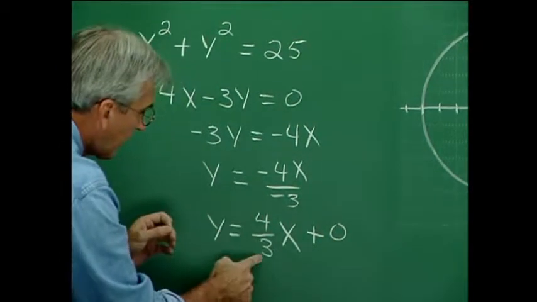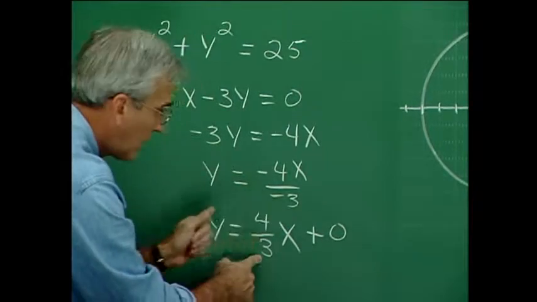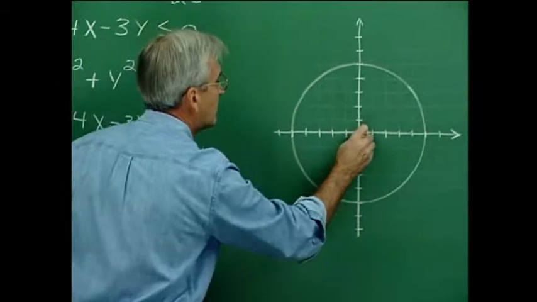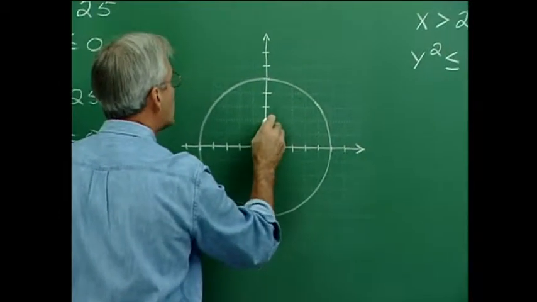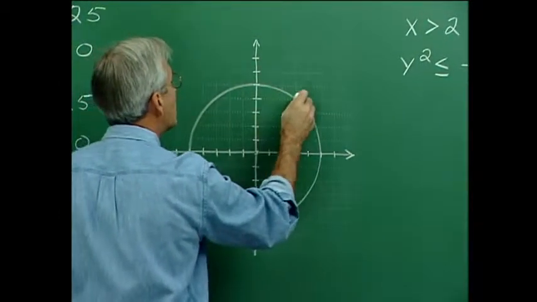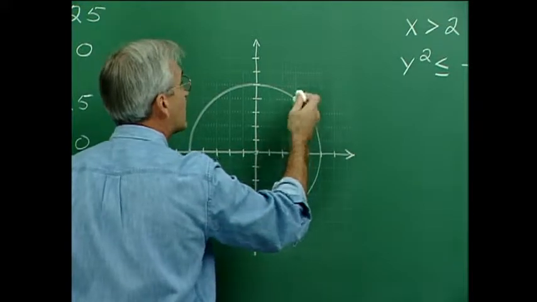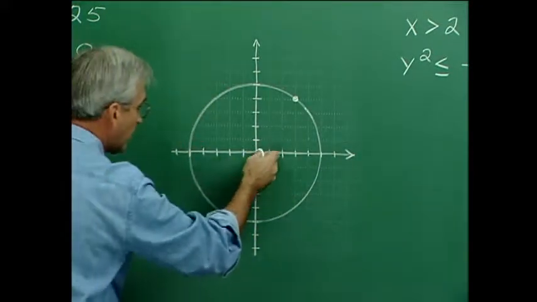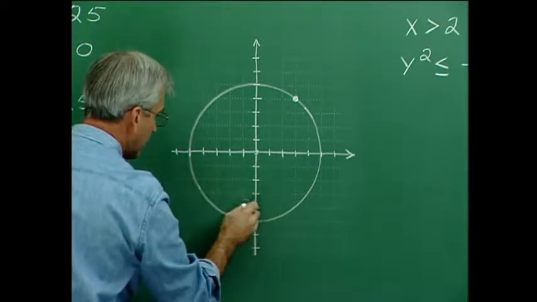And the slope is 4/3. Well, so from the origin, we're going to go up 4 and over 3. All right, let's do that. So here's the y-intercept, and from this point, rise 1, 2, 3, 4, over 1, 2, 3. And we can do the same thing again, up 4 over 3. But let's go in the other direction. Down 4 over 3.